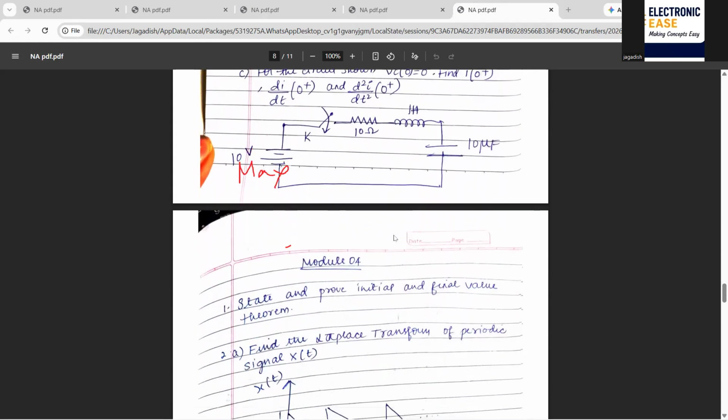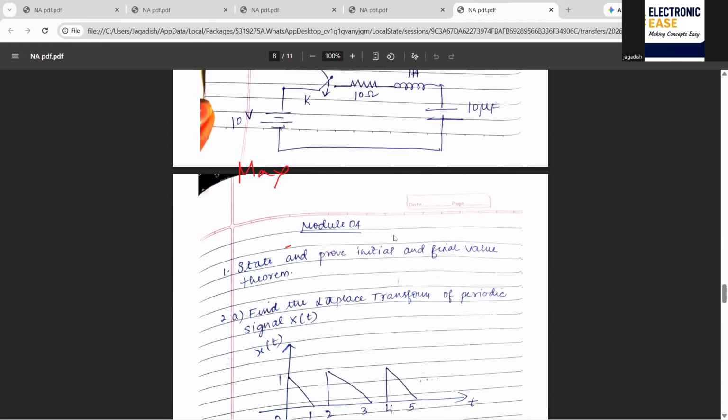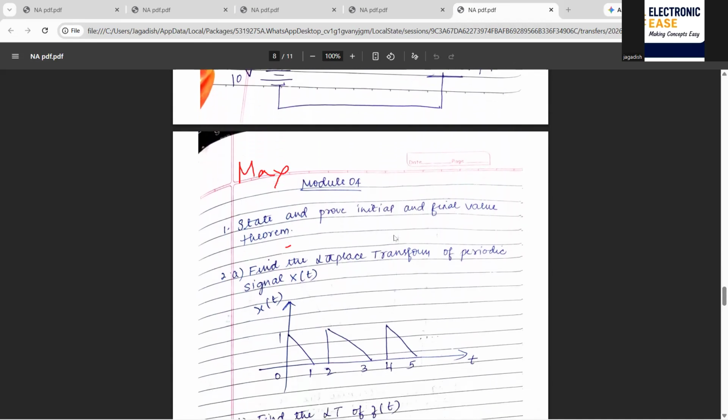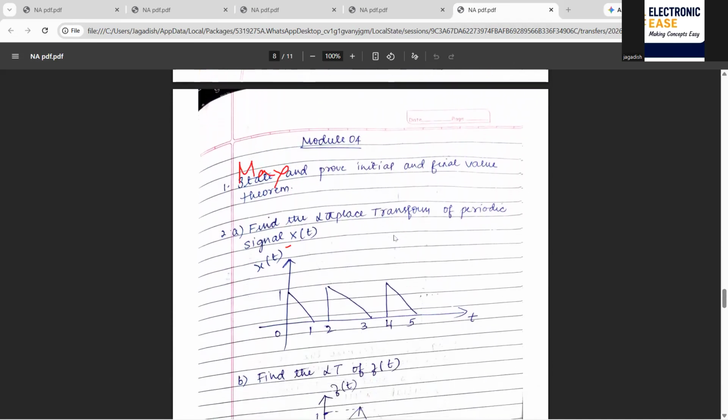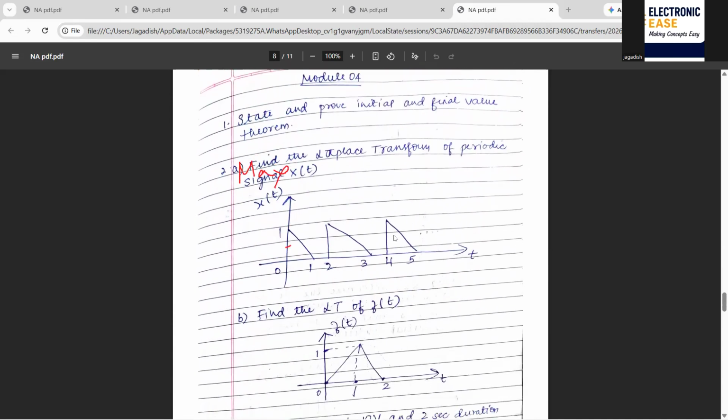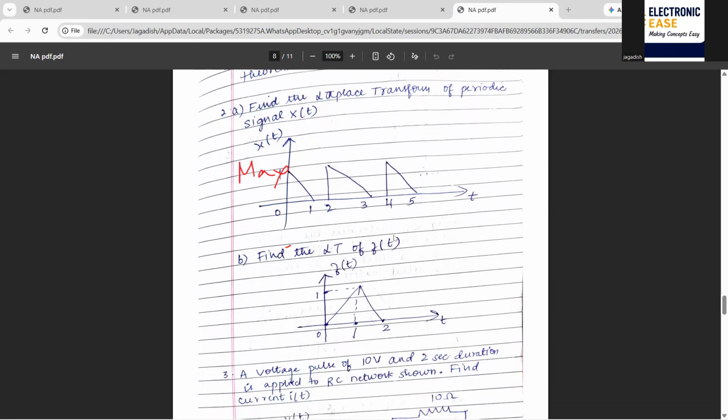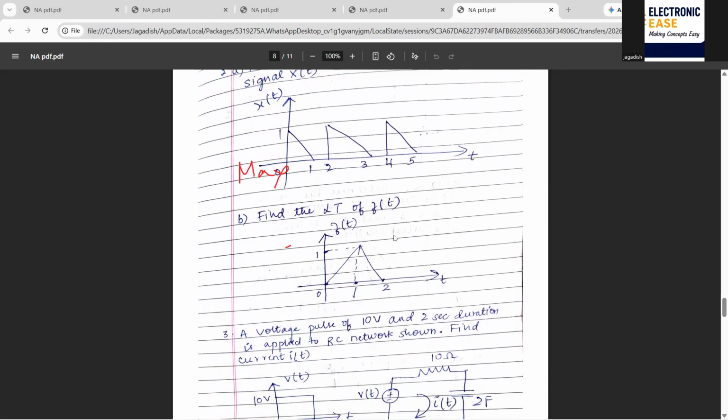So module 4 is very important with the initial and final value theorem. So this is a fixed question which will be coming in your examination. So then they will be asking you to find the Laplace transforms of the periodic functions. So based on that periodic functions, you need to solve.